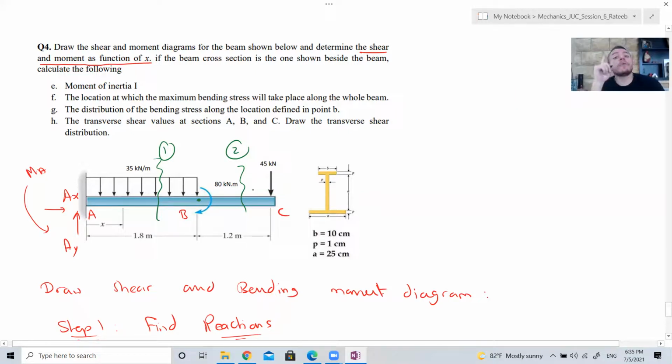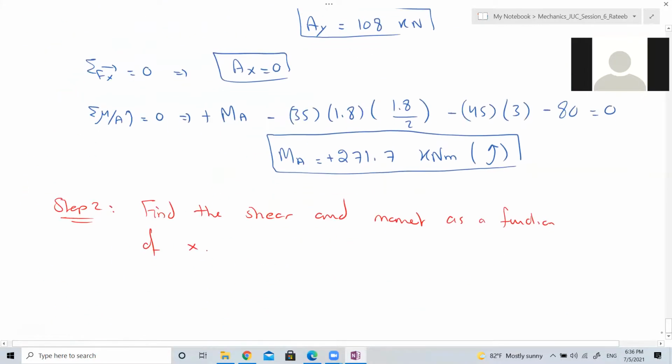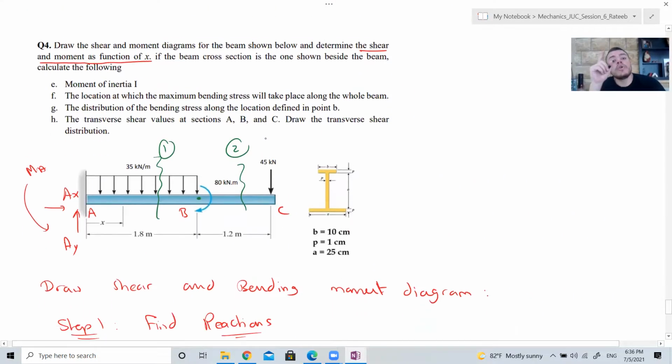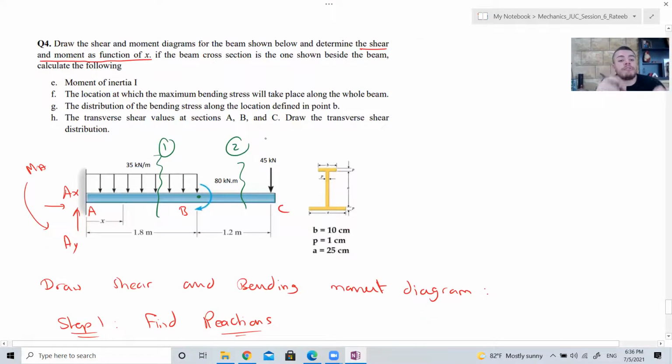Now in cut number 1, is it easier to look from the left side or the right side? From the left is easier. So we take cut number 1. In cut number 1, what is the range of variation of x?